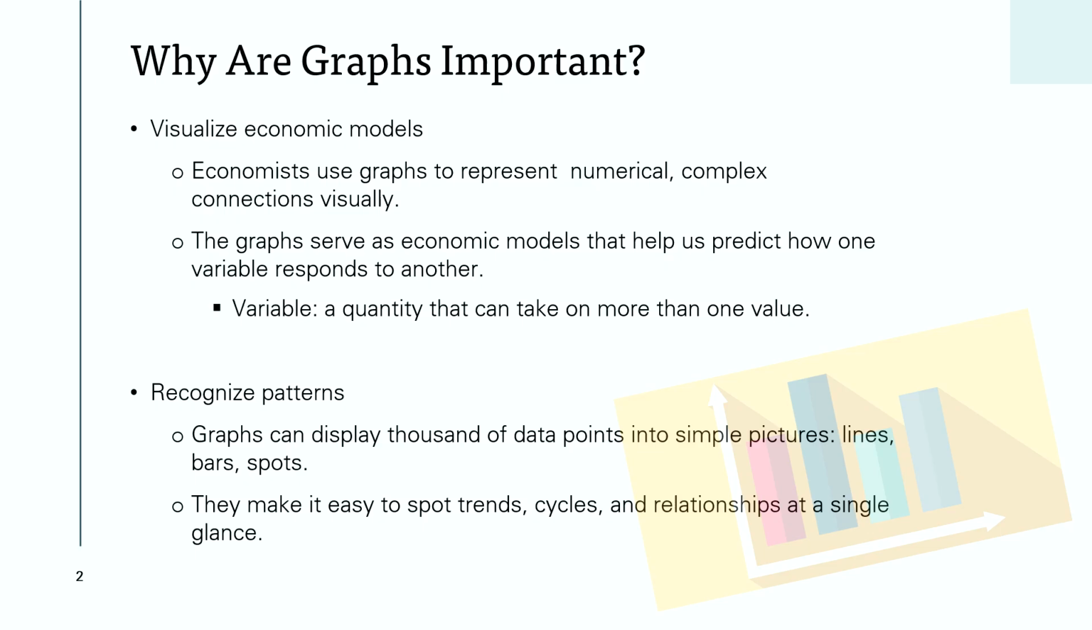Before moving forward, let's define an important term, a variable. A variable is simply a quantity that can take on different values. Examples include GDP, inflation, unemployment, income, and prices. Graphs are also useful because they help us recognize patterns. Economic data often contains thousands of observations. A graph can transform those numbers into a visual picture that allows us to identify trends, cycles, and relationships.